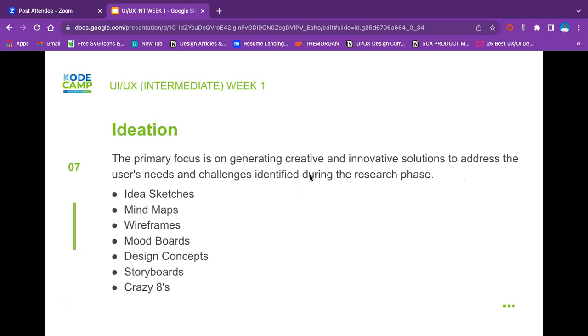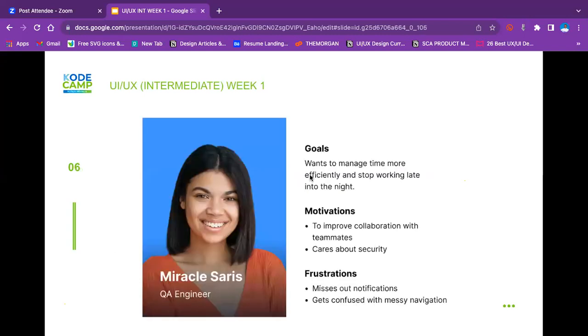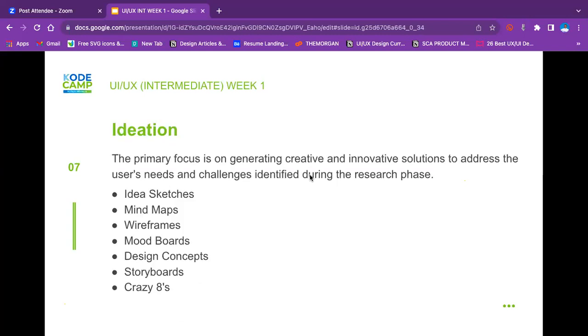Now, the next phase of the user-centered design is the ideation phase. This is the phase where you get to gather insights. You get to actually generate ideas to address the needs of your users. You get to gather ideas. Now, I know that some of you will be looking at it and seeing that there's a phase that is actually missing.